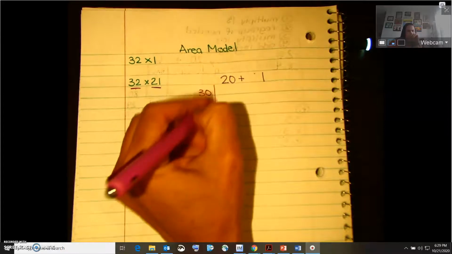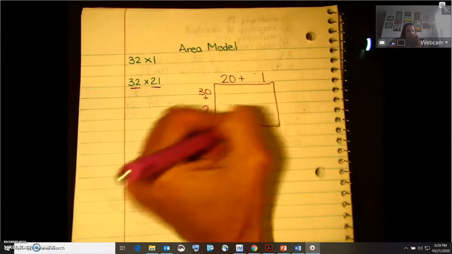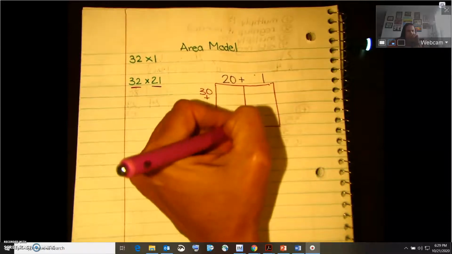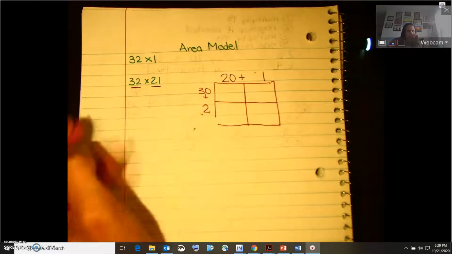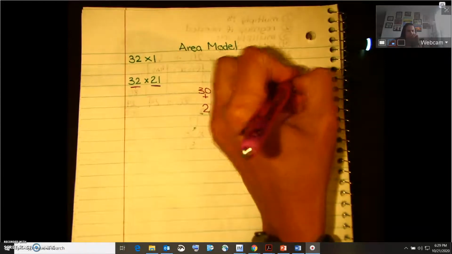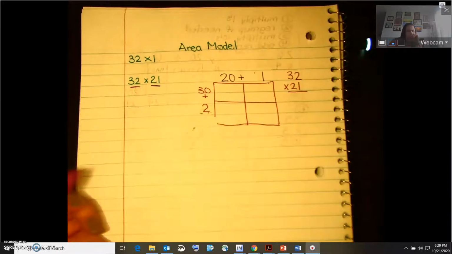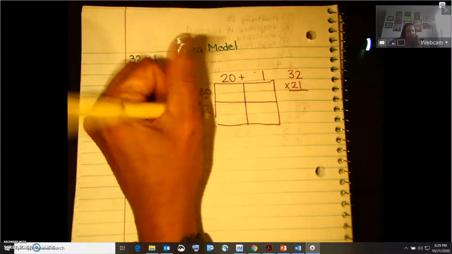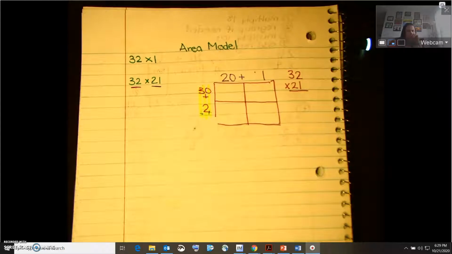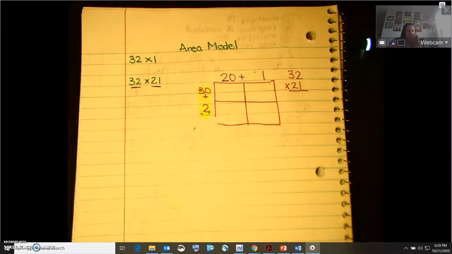So now, instead of 2 boxes, because remember we have to draw a line wherever there's a plus, we have 4 boxes. And over here, we can write it up and down for partial product. So this is the big difference right here. We now have to expand this number, whereas before we didn't have to. The distributive property is still the same.